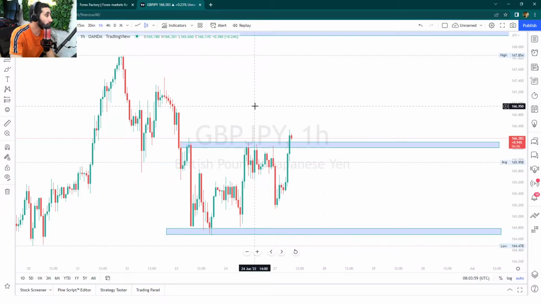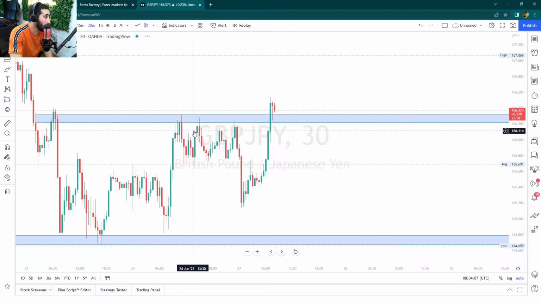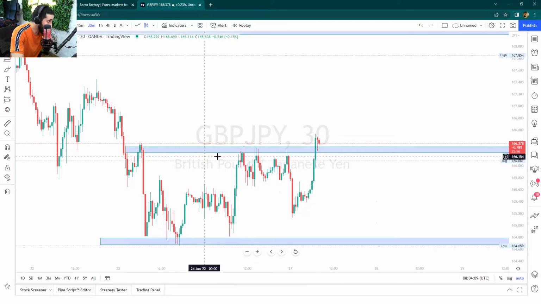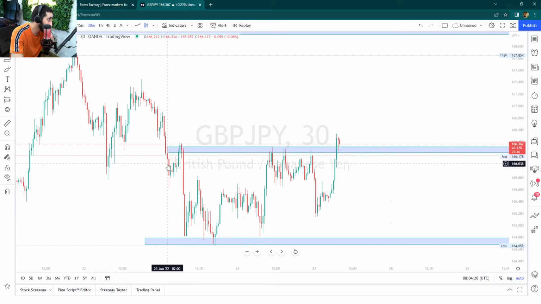Now we're gonna continue. We created the channel on the 1 hour. Let's go to 30 minutes. Let's see what's gonna happen. As you can see here on the 30 minute, the support and resistance levels that we drew are actually respected. You see here, the market was coming from above, right?